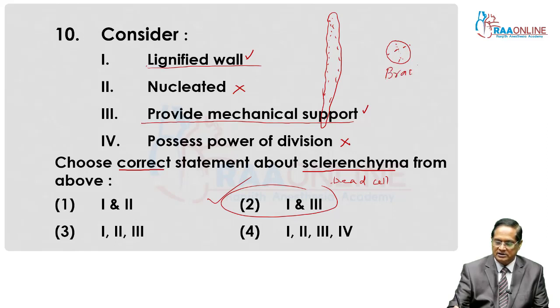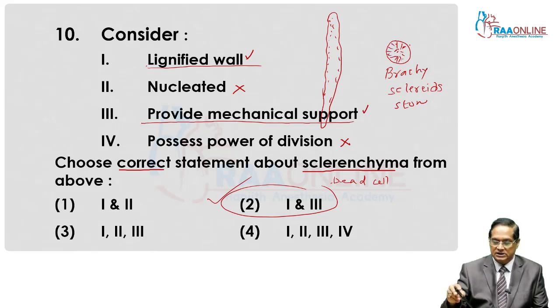This is brachysclerids. Brachysclerids are stone cells, that is, heavily thickened. Lignin is very heavy and the gap is very small. This is the lumen. It is very small. These are brachysclerids or stone cells.